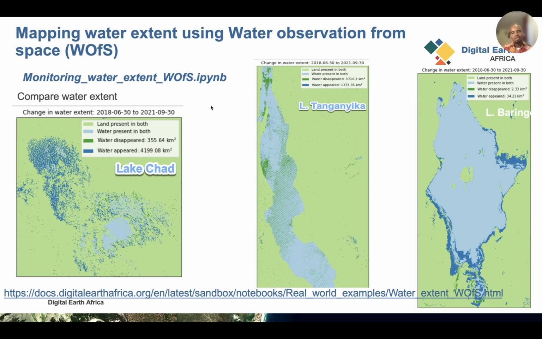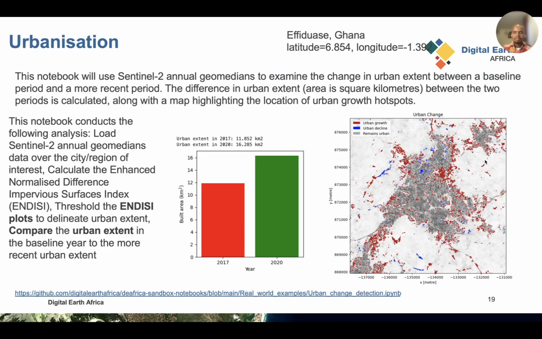Mapping water extent from space is very useful. In the sandbox, you can see changes of big water bodies, for example, Lake Chad, Lake Tanganyika in Tanzania, and another one, Lake Baringo in Kenya. You can also look at urbanization using the Sentinel-2 cloud-free mosaics called geomads.